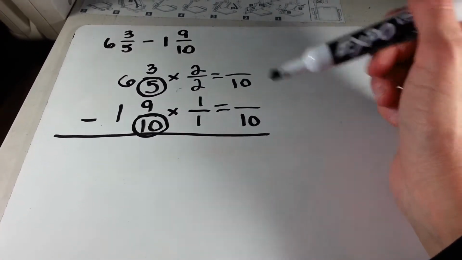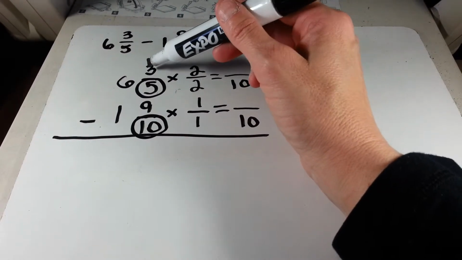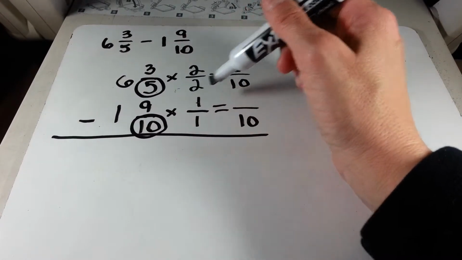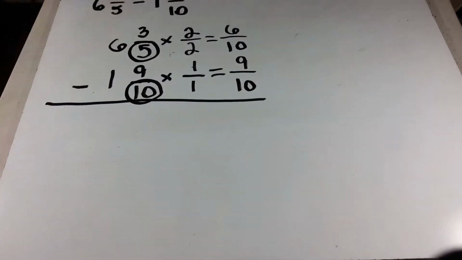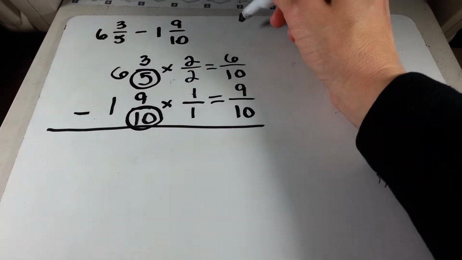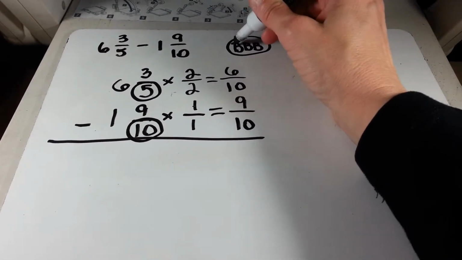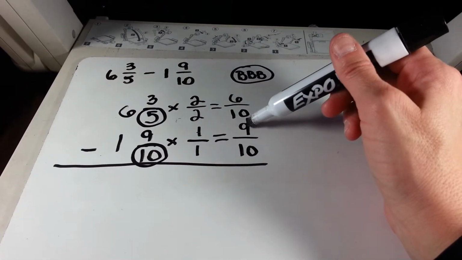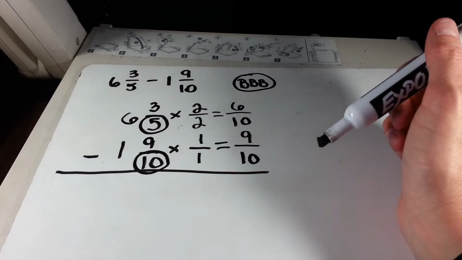Now all we have to do is fill in the blanks on the top sections and multiply straight across. 3 times 2 equals 6. 9 times 1 equals 9. Now we have to look and see, and always, always, always follow the BBB rule. That's the bigger, bottom, borrow rule.